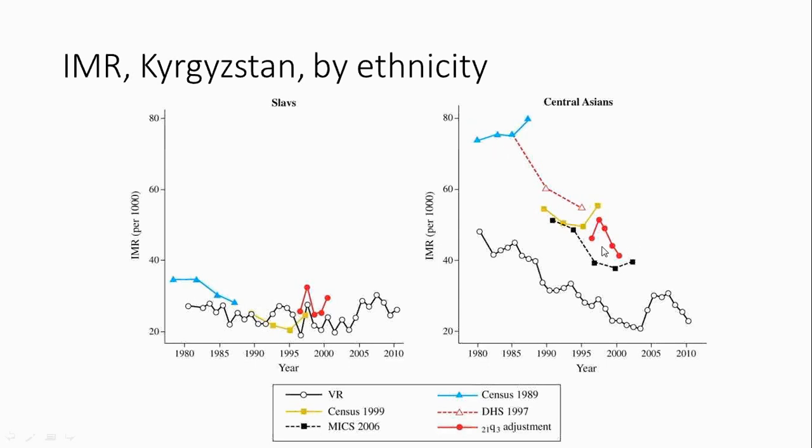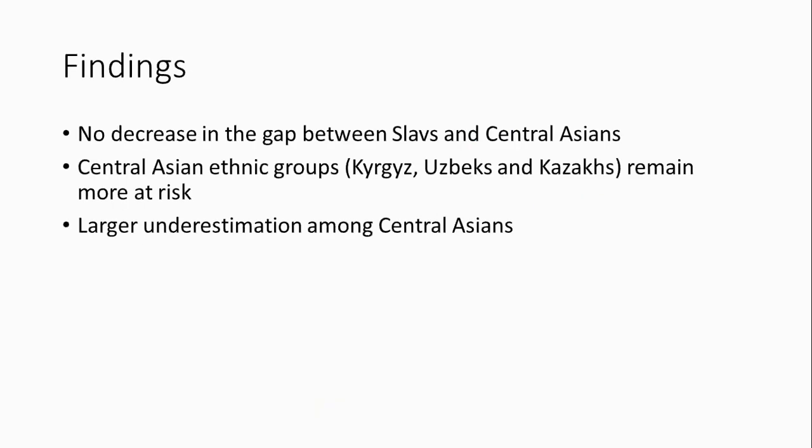With the 21Q3 adjustment, the data are more sparse. In many years the numbers of babies will be adjusted. What you see here is that once you do this adjustment, you don't see the narrowing of the ethnic differential. Basically, what we concluded is that there is larger underestimation of infant mortality among Central Asians.